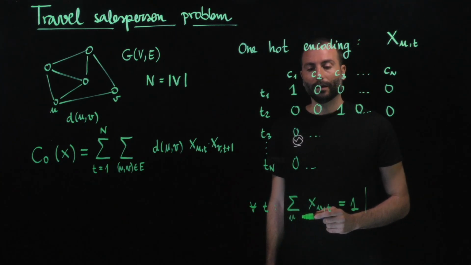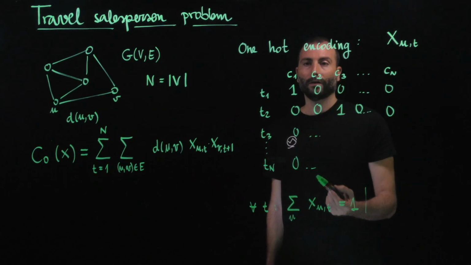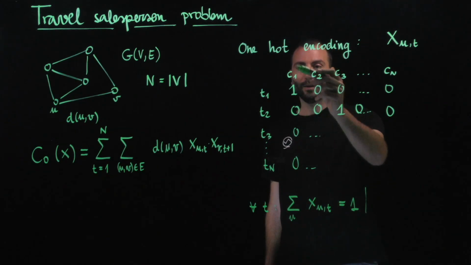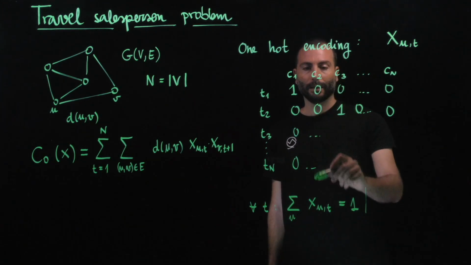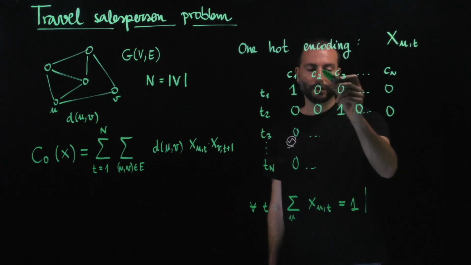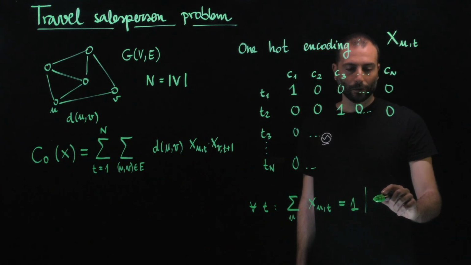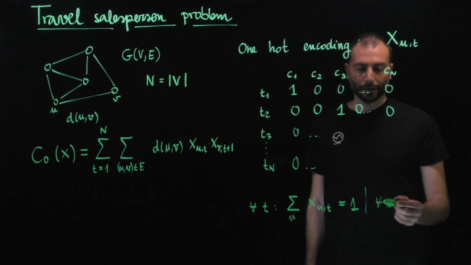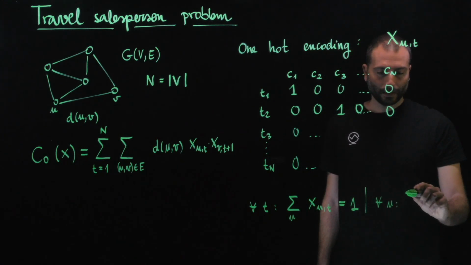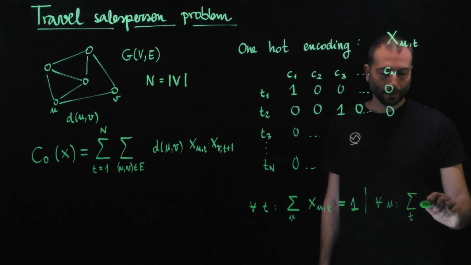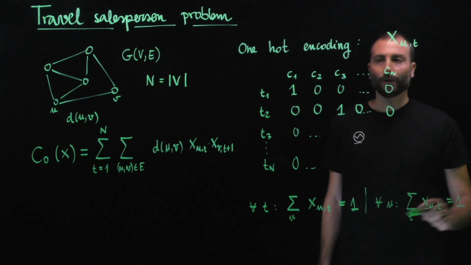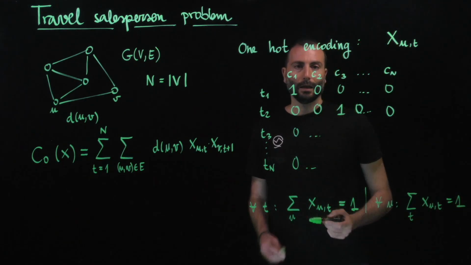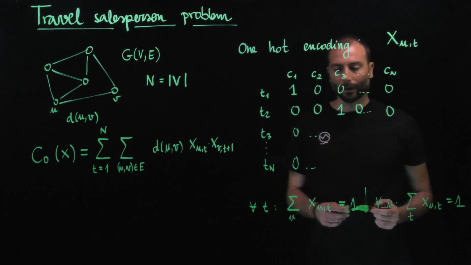The same thing we could say for the constraint that at least one city needs to be visited at some time. So it's not possible that a city is not visited for all times. This can be imposed with the following constraint. For every city U, we need the sum over all t of x_{U,t} to also be equal to 1, so every column needs to have a 1.